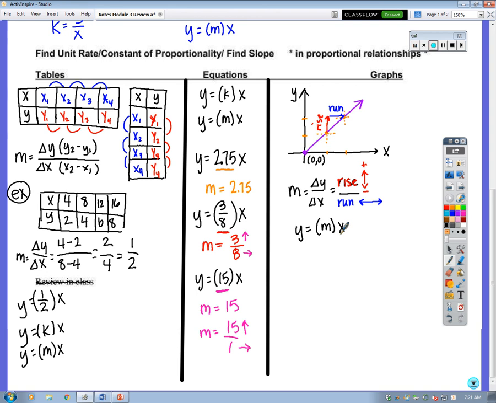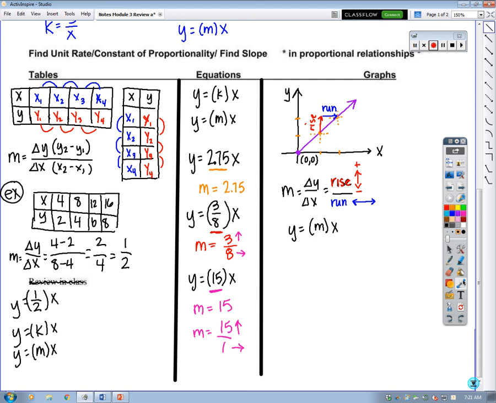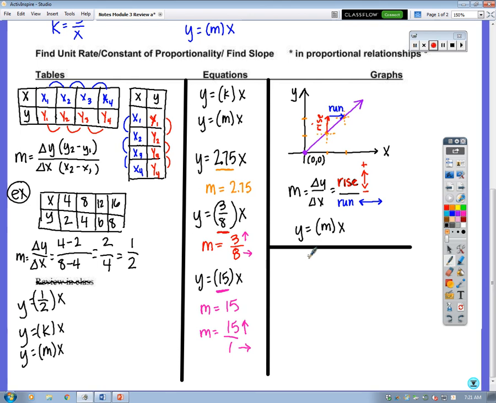Graphs are nice. Very visual. If you're a visual person like me, graphs are going to be one of the easiest ways to go with this. And I'm actually going to do one more here, and that would be ordered pairs, because they did have a couple examples where they gave you some ordered pairs, and they said find the constant of proportionality, or find the rate of change, or find the slope.